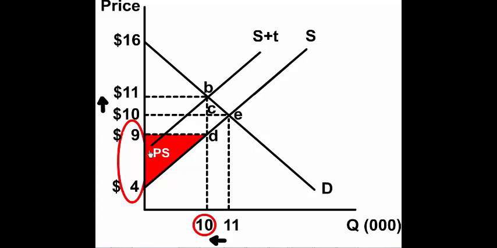The producer surplus now is the difference between 9 and 4, which is 5. 5 times 10, which is 50, divided by 2. The producer surplus now is $25.